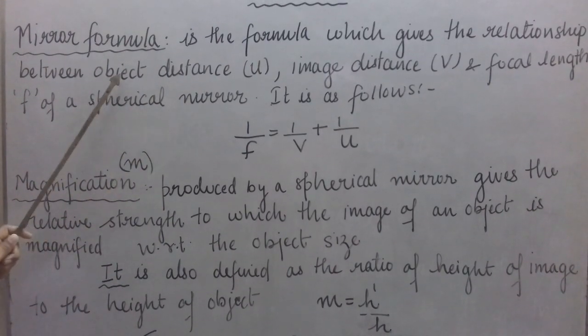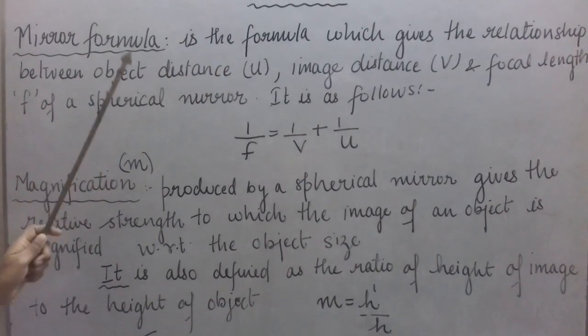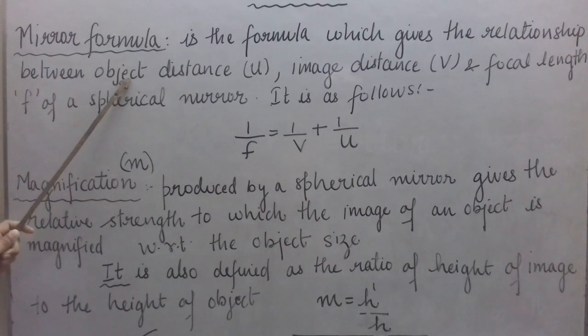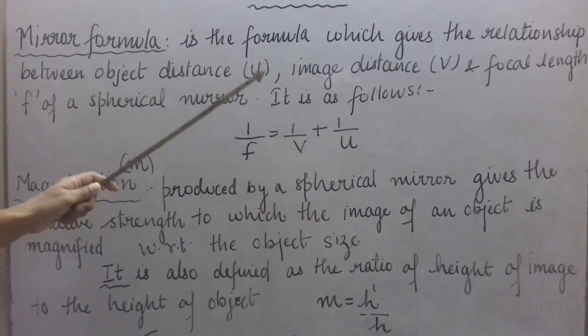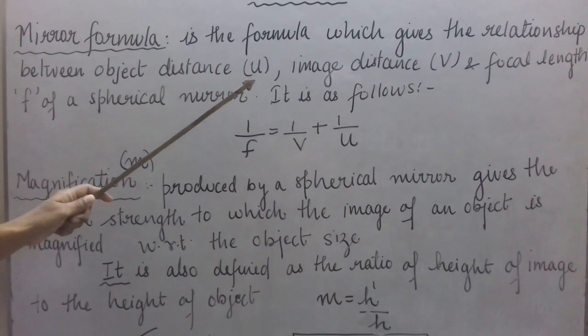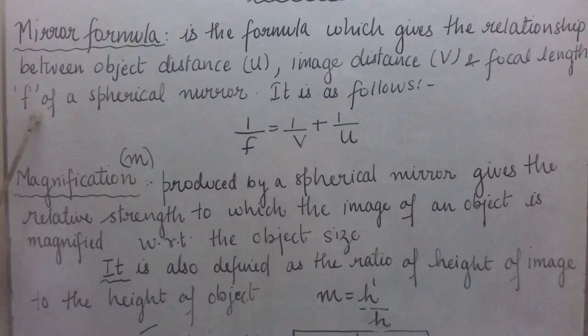We know that object distance is represented by u, and you know what it is. It is a distance between object and pole of the mirror. Image distance v is the distance between image and pole of the mirror. Focal length of a spherical mirror is the distance between principal focus and its pole.